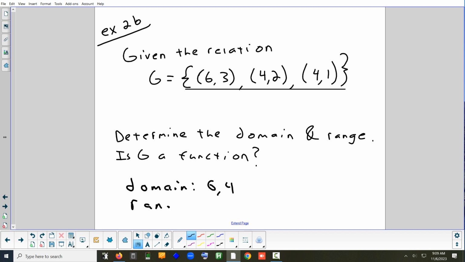And what about the range? Yeah, 1, 2, and 3. Yep.